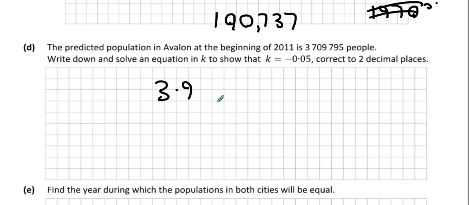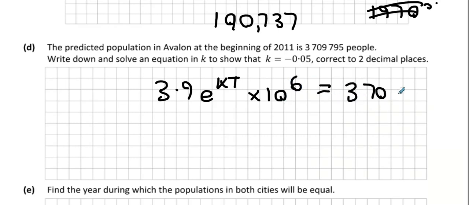3.9 e^(kt) by 10 to the power of 6, and that equals 3,709,795 when t equals 1 because it's the start of the year. I'm just going to replace t with 1, which basically means just get rid of the t. k times 1 is k.